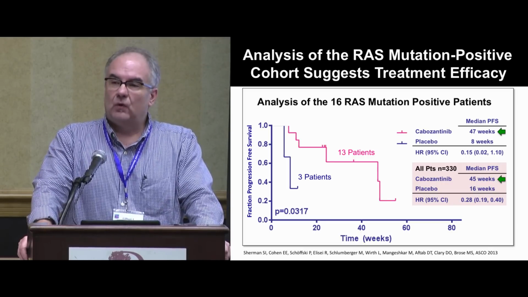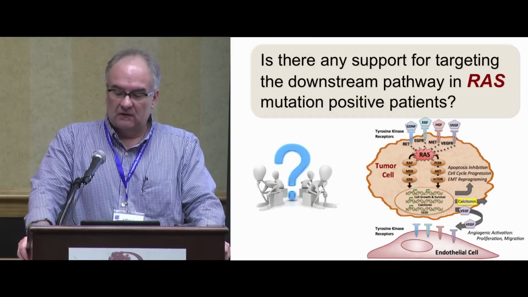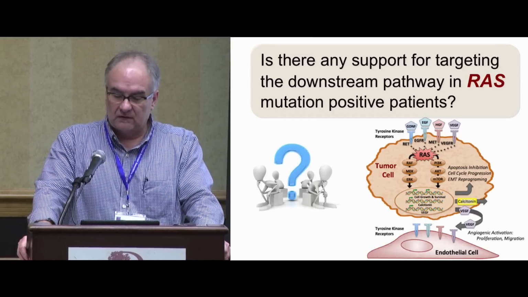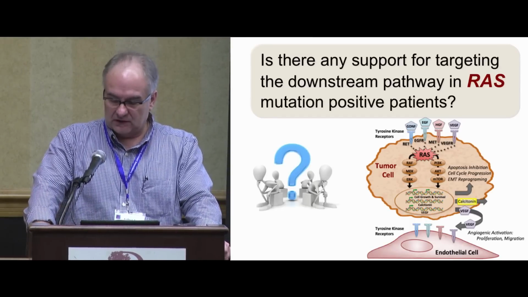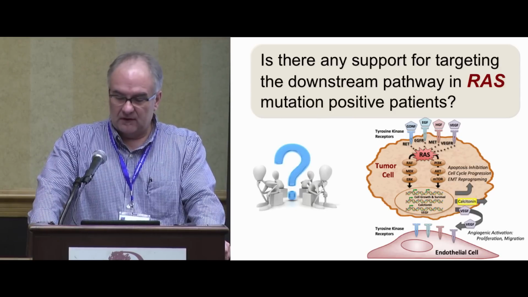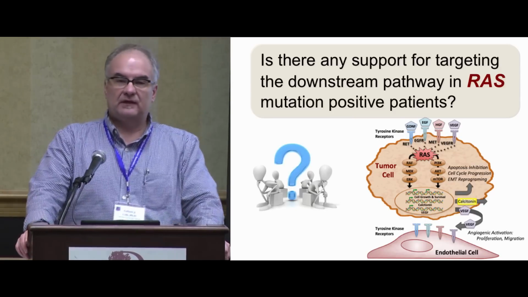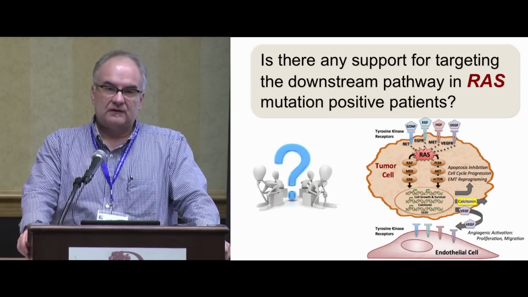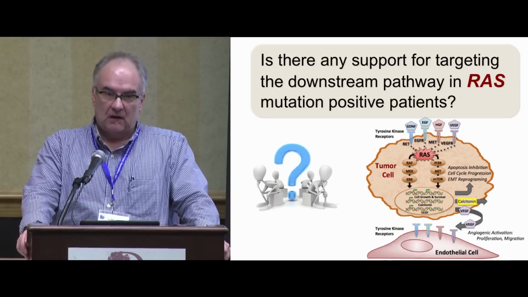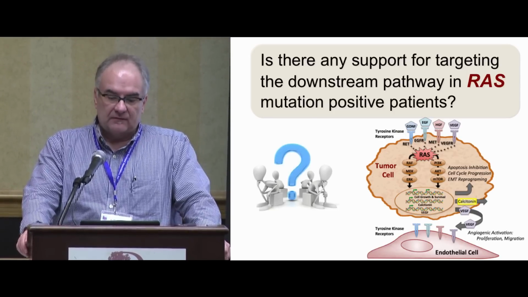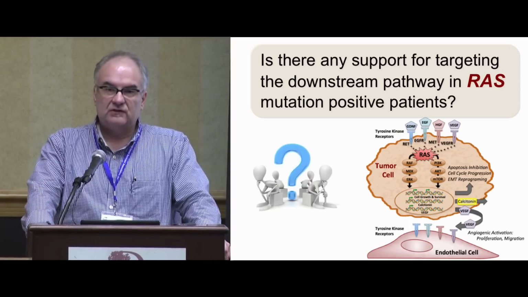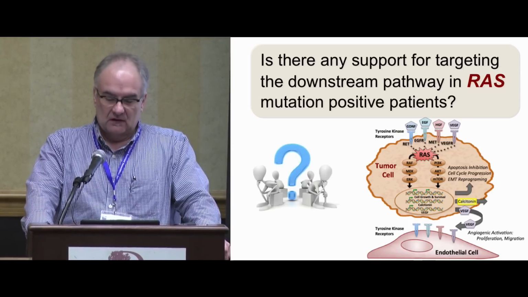So is there any support for actually targeting RAS? We can't target RAS itself. We know that people have RAS mutations, but we do have the ability to target the downstream pathways here. There are drugs that can come in and act below RAS, and perhaps they could be used in those patients that we know have RAS mutations.